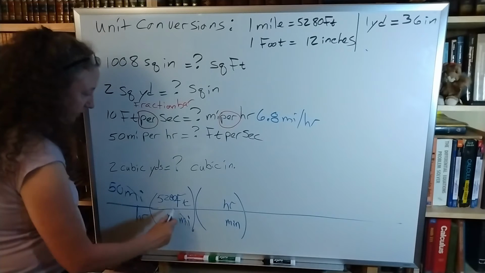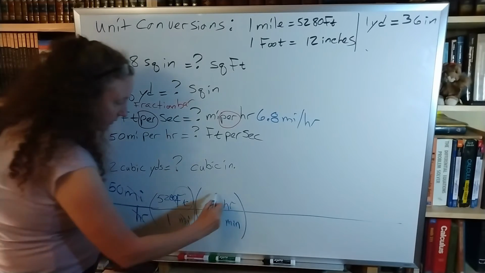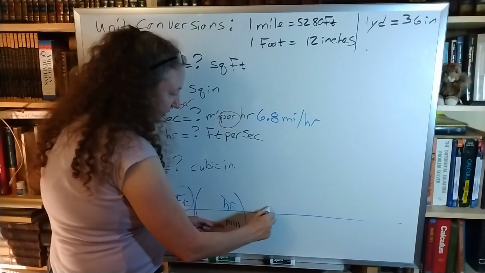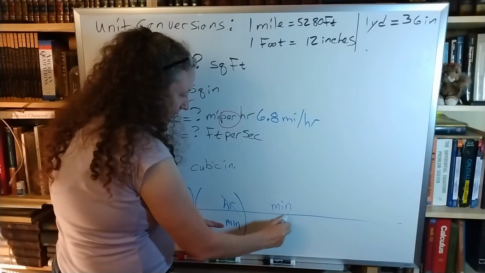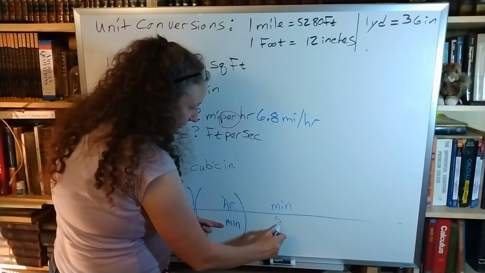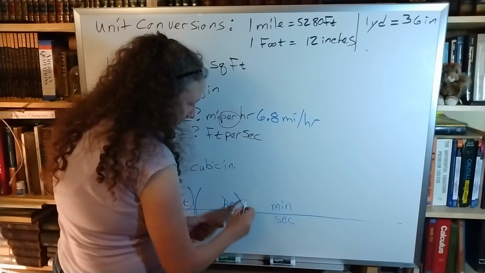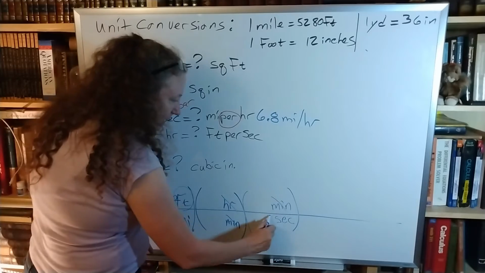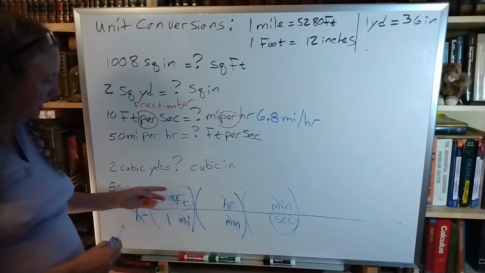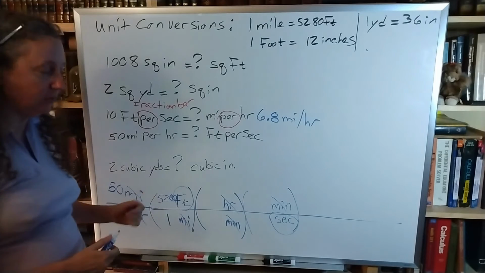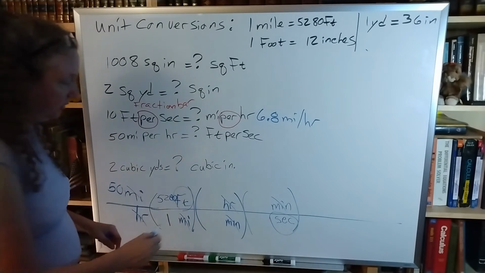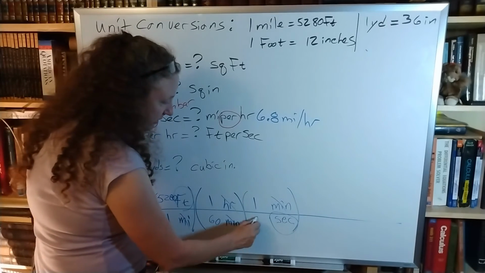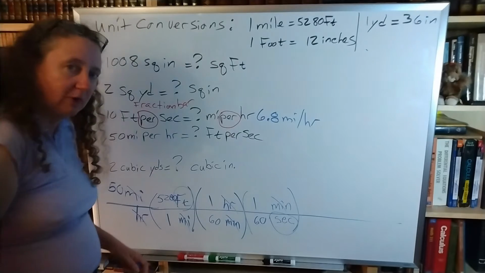So I have my miles canceled, I have feet there, I have my hours canceled, I have minutes. I want to get all the way to seconds, so I have to cancel the minutes. I know how to go from minutes to seconds. So minutes is canceled, and I have seconds. Okay, so now I know I have feet per second. I'm good to go. I have to throw in my numbers with my units. 1 hour, 60 minutes. 1 minute is 60 seconds. Make sure you put the right number with the right unit.